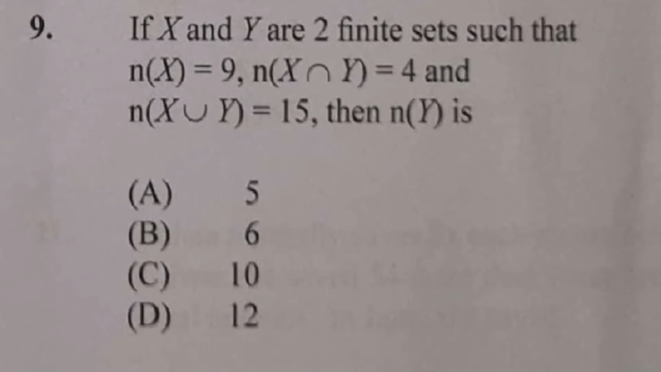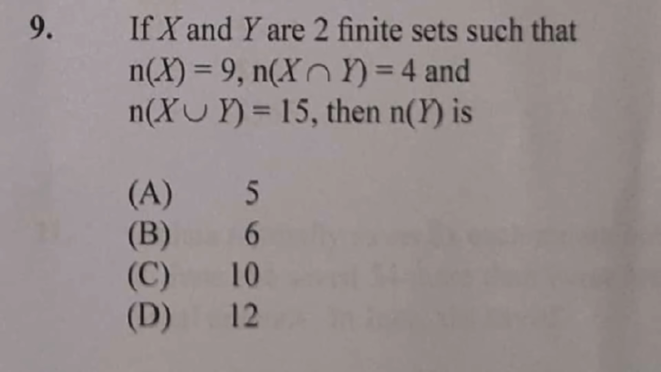Alright, question 9. Alright, question 9 says X and Y are two finite sets such that the number of elements in X is equal to 9, the number of elements in X intersect Y is equal to 4, and the number of elements in X union Y is equal to 15, then the number of elements of Y is.